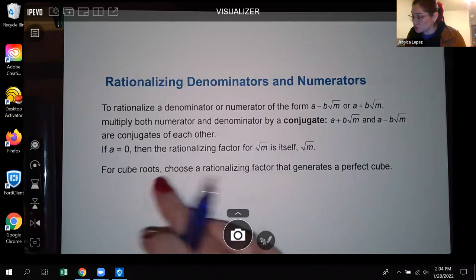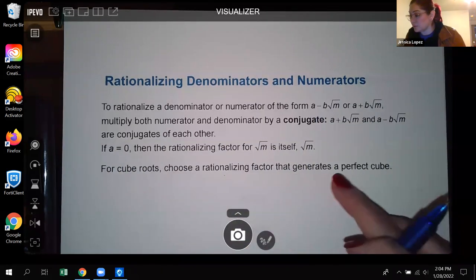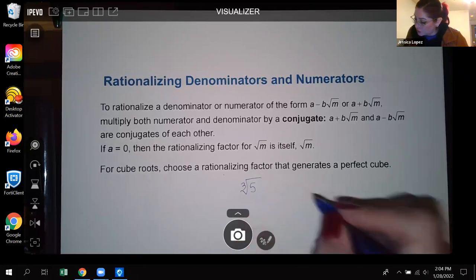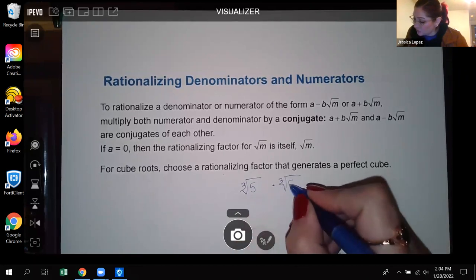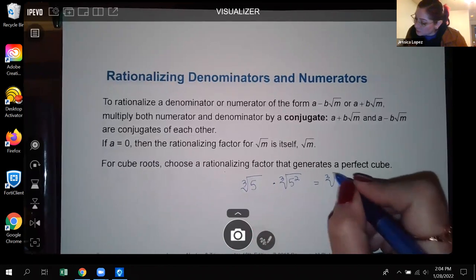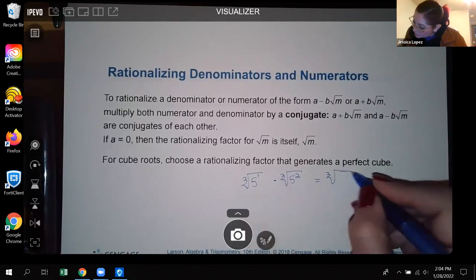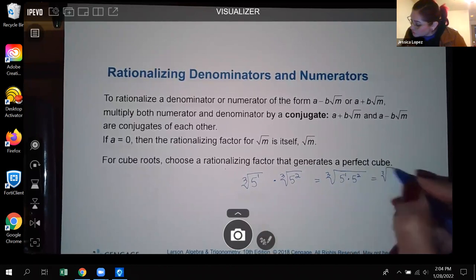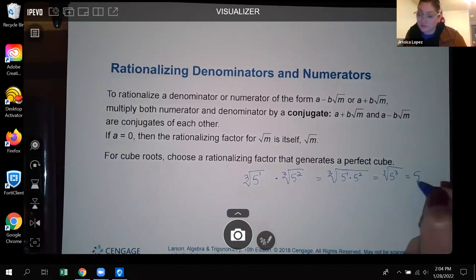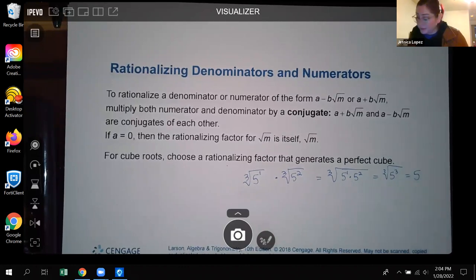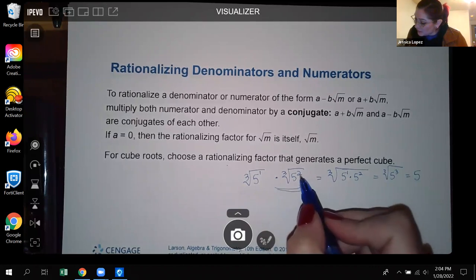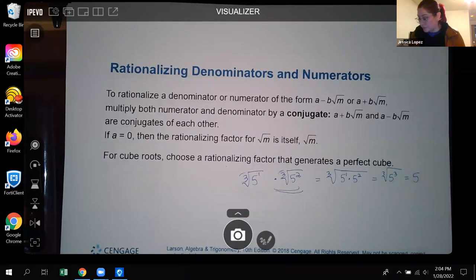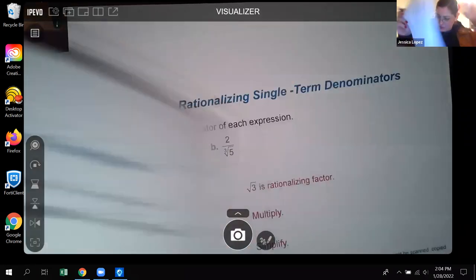Now, it says for cube roots, choose a rationalizing factor that generates a perfect cube. Okay. So if you're trying to get rid of a cube root of 5, you probably want to multiply by a cube root of 5 squared so that you could end up with the cube root of 5 to the 1 times 5 to the 2, which is 5 to the 3, which gives you the 5 without the radical, right? So you've got to choose your exponent wisely so that it gives you this index value so that it can come out, right? So let's go see some of these examples.